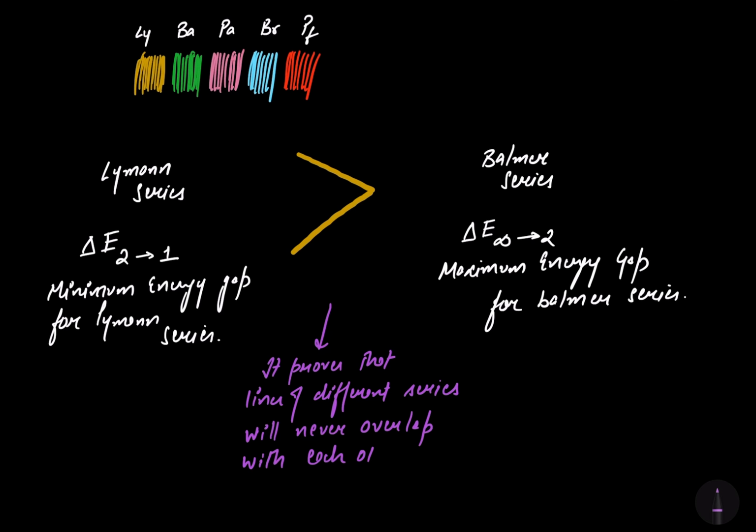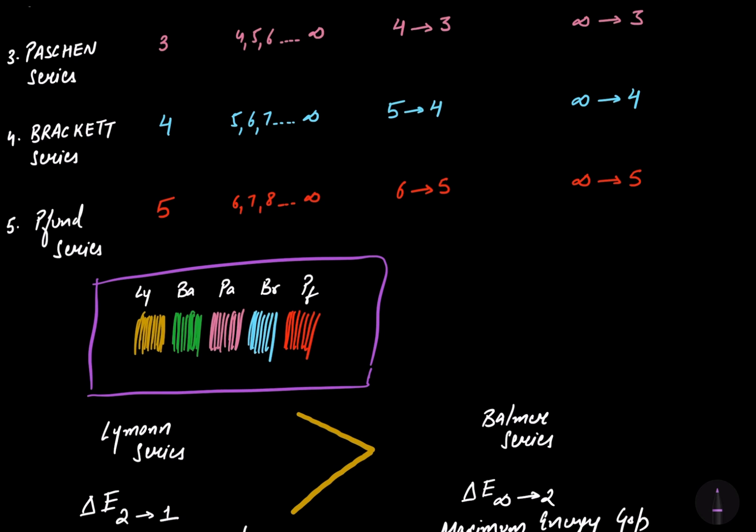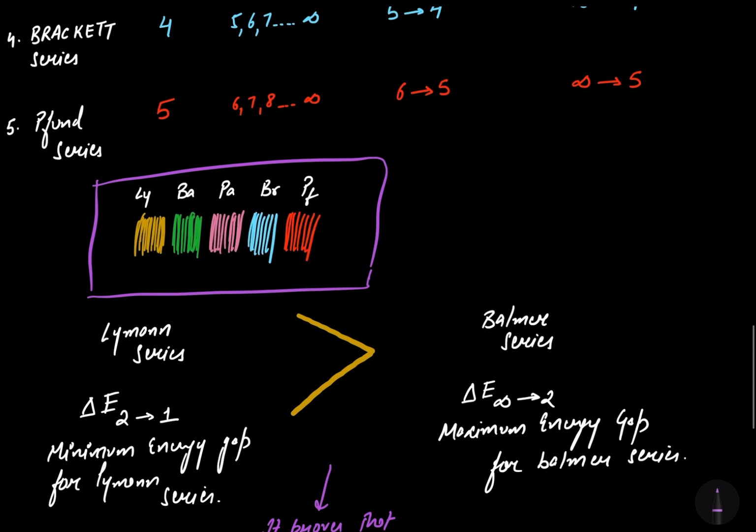So that's why I have made this diagram over here, to show you that different series of lines are not at all overlapping with each other. That is, Lyman series has some energy gap from the Balmer series, Balmer has some energy gap from the Paschen, Paschen has some energy gap from the Brackett, and finally the Pfund. So there is no overlapping of lines, and the reason is that in case of Lyman series, the minimum energy gap of transition, that is of 2 to 1, is higher than the maximum energy gap of Balmer series, that is from infinity to 2.